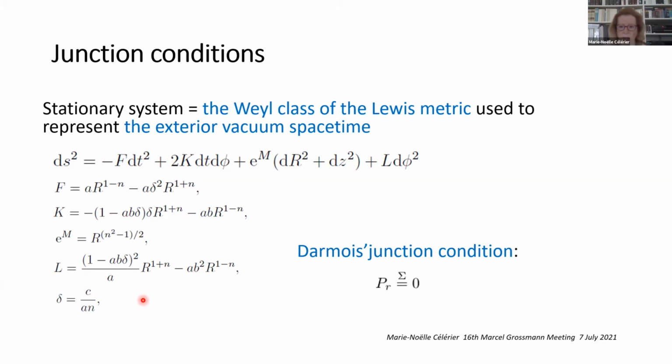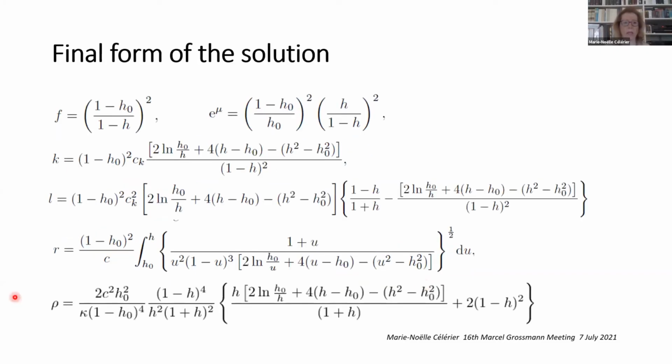independent integration constants. Then I come to the Darmois junction condition, and this happened to be this condition on the sigma surface. And PR equals zero is very easy to implement in my case, because remember in the equation of state, I already assumed that PR was vanishing everywhere. Therefore, this condition is fulfilled by the solution. And here in the final form of this solution, when I use the relations between the integration constants, the four metric functions are given as functions of the h over r function and of two of the integration constants, h0 and c.